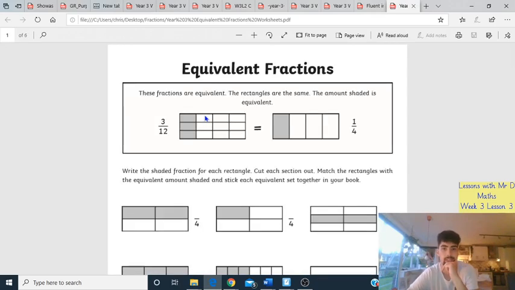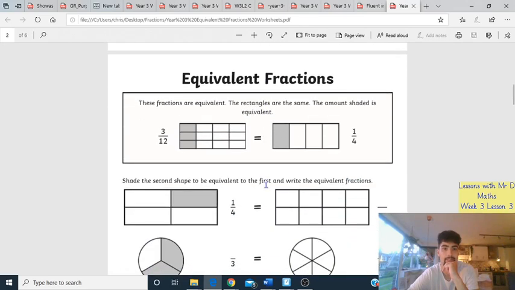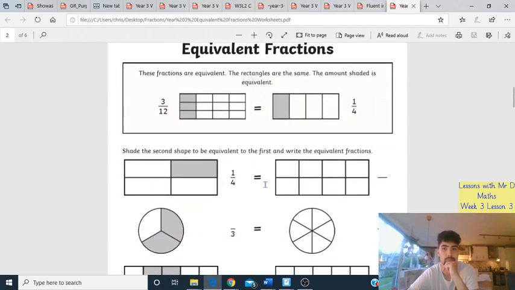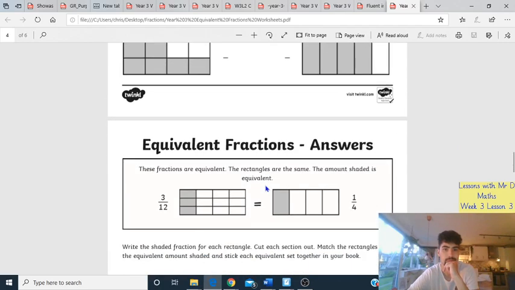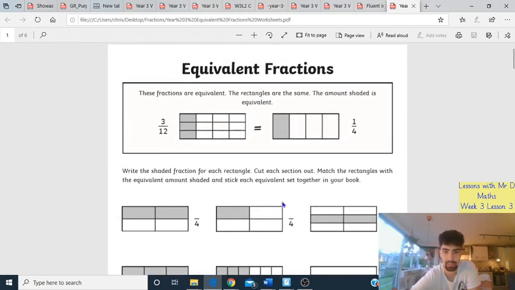So you can have a go at some more equivalent fractions here. Here you've got the same whole. Match the rectangles with the equivalent amount shaded and stick each in.